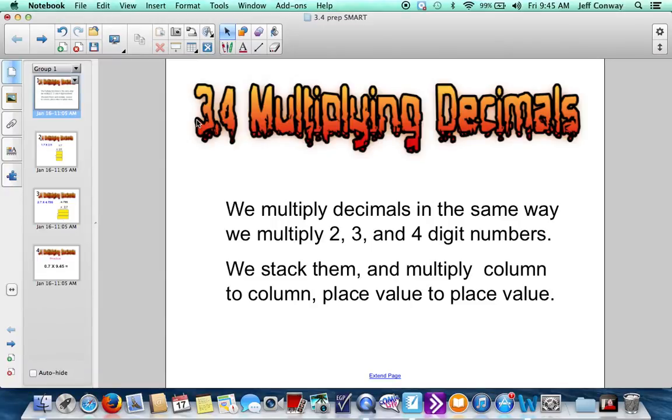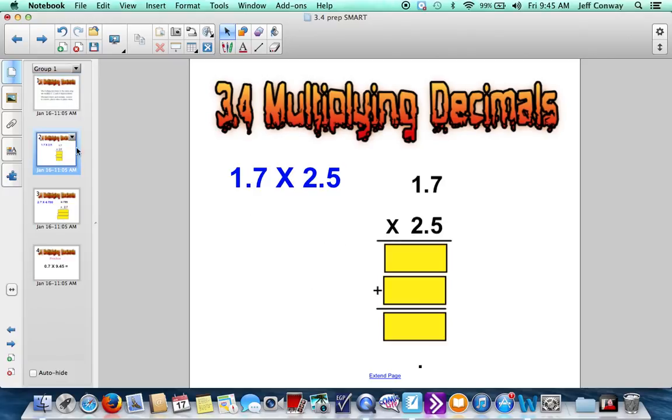Section 3.4, multiplying decimals. We multiply decimals in the same way that we multiply any 2, 3, and 4-digit numbers together. We stack them from the equation. We multiply column to column from place value to place value. An example of that would be 1 and 7/10, or 1.7, times 2 and 5/10, or 2.5.